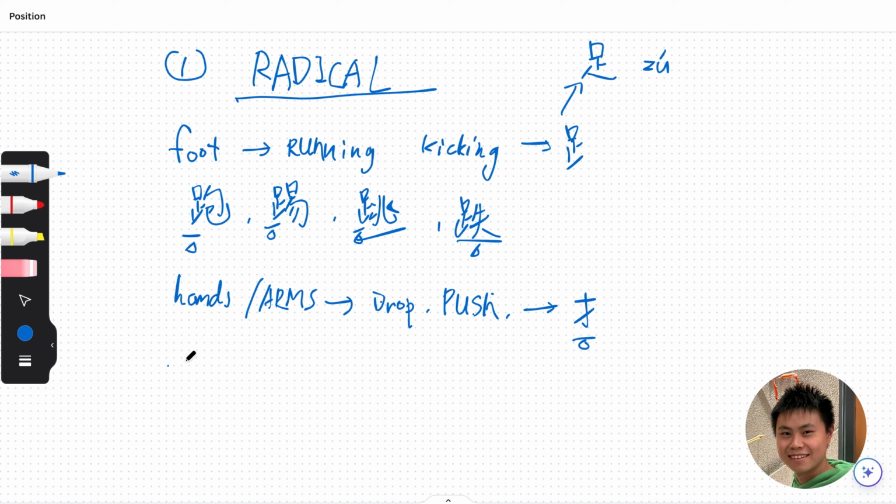like drop, like push, or you hit somebody with your hand. You kick somebody with your feet. And you touch somebody with your hand, touch something with your hand. So you got this part.